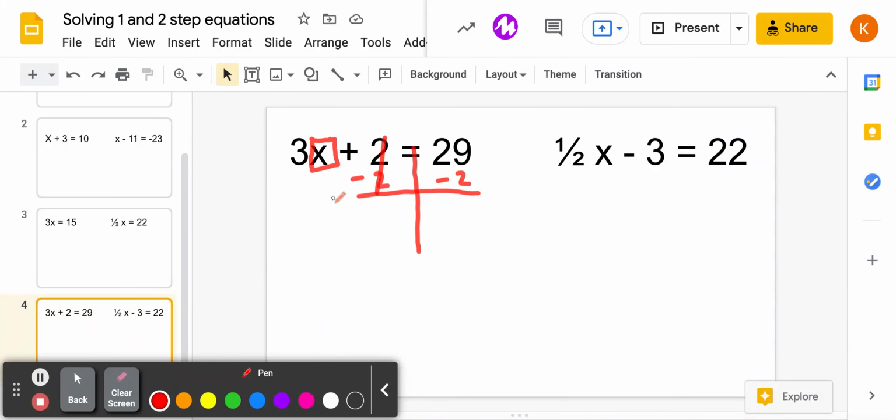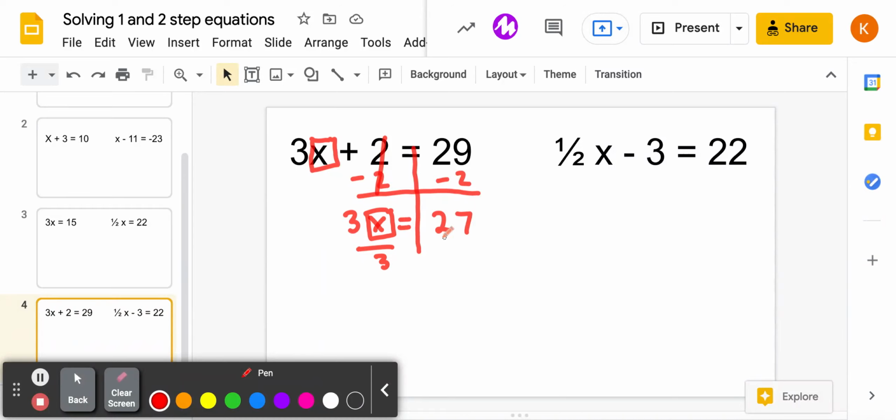These will cancel out, and I'm left with 3x is equal to 29 minus 2, which is 27. Now we're getting closer. The variable is not by itself yet. It is not isolated completely. It's still being multiplied by 3. How do we undo that? How do you undo multiplication by 3? Well, we divide by 3.